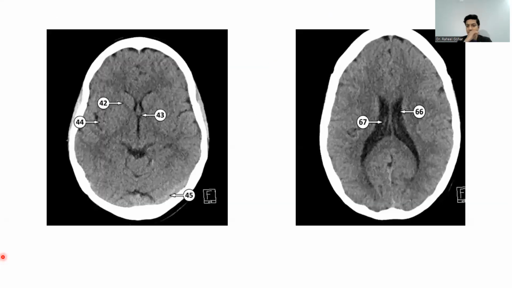Now I have not written the answers to these ones, so I'll tell you. 42 is the internal capsule, anteriorly the anterior limb of the internal capsule. This 44 is the insular cortex, because this is the Sylvian fissure. Then this is the interventricular foramen, the foramen of Monro, the 43. Then this 45 is actually a difficult structure because I have not discussed it. This is actually the transverse sinus. Then this 67 is the choroid plexus, and 66 is the lateral ventricles.